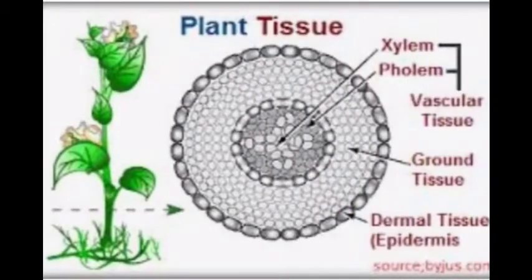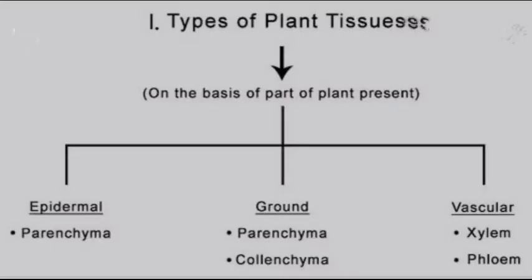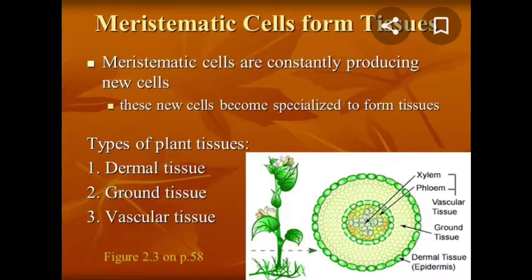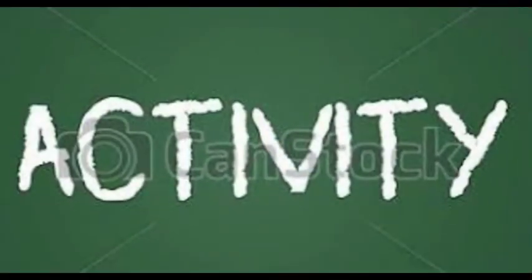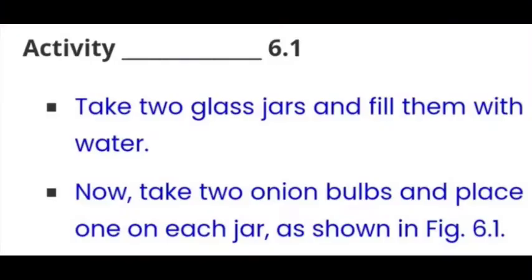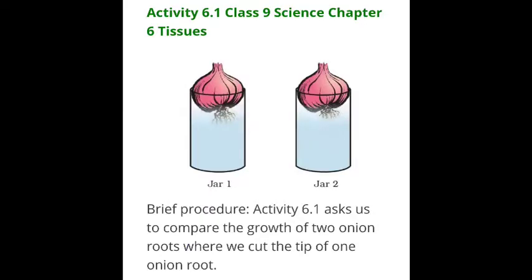Plant tissues are of two types. They are divided on the basis of dividing capacity. They are meristematic tissues and permanent tissues. To understand this better, let's go to an activity. Activity 6.1. Take 2 glass jars and fill them with water. Now take 2 onion bulbs and place one on each jar as shown in the figure.